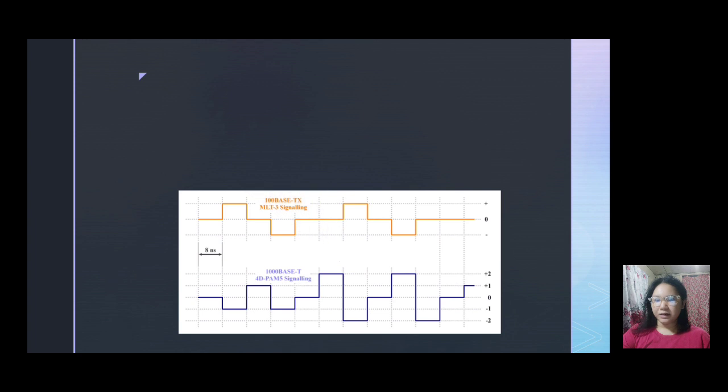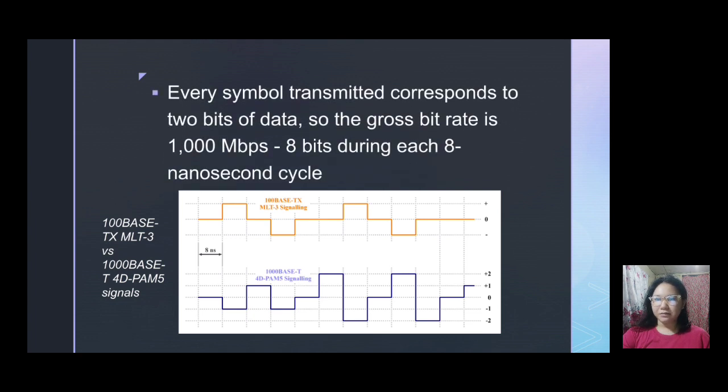To make it easier to explain how this works, we will be comparing it to the MLT3 signaling. In the picture, you can see the comparison between a 100BASE-TX MLT3 versus a 1000BASE-T 4D-PAM5. The 4D-PAM5 has the same baud rate as MLT3, but the only difference is that it uses 5 signaling levels. Every symbol transmitted corresponds to 2 bits of data, so the gross bit rate is 1000 Mbps, at 8 bits during each 8 nanosecond cycle.